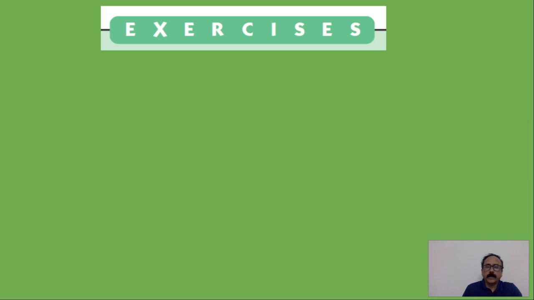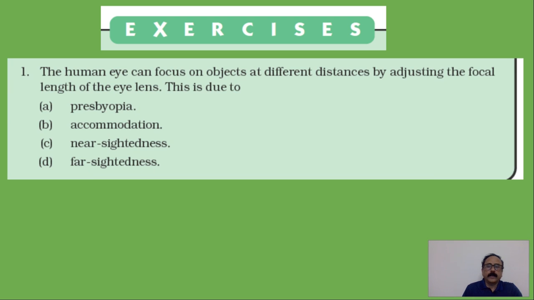Now let's discuss the question and answers of exercises. The first question, the human eye can focus on objects at different distances by adjusting the focal length of the eye lens. This is due to, just now we have studied what is the meaning of accommodation. So this is due to accommodation. So option B is correct.